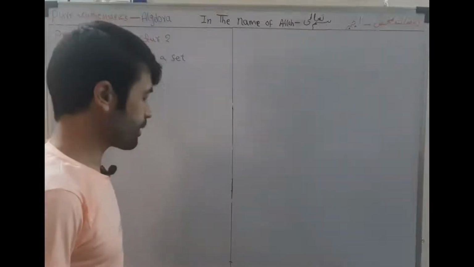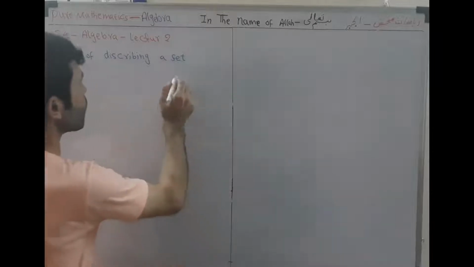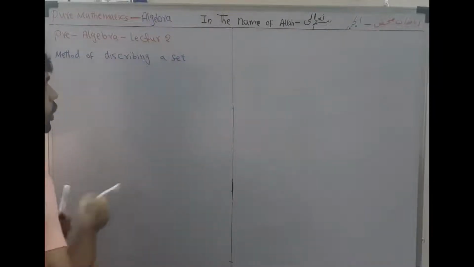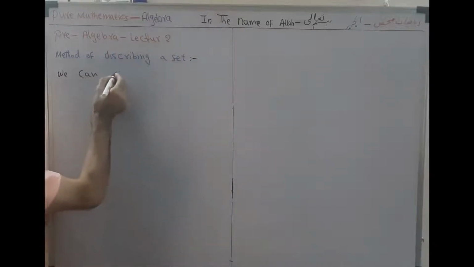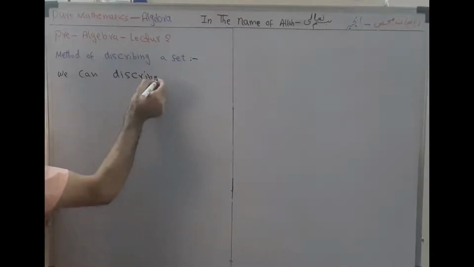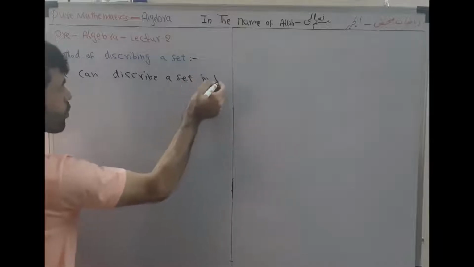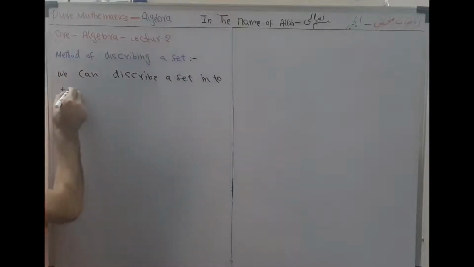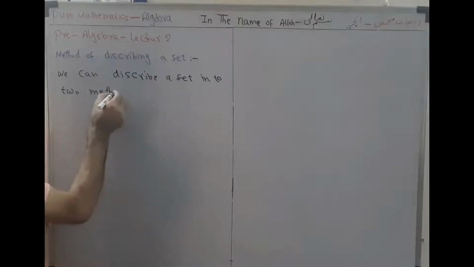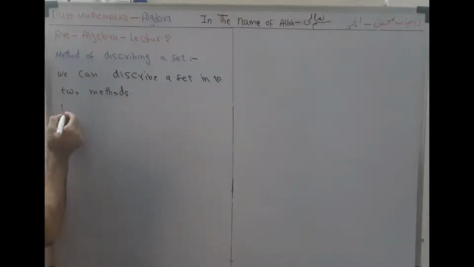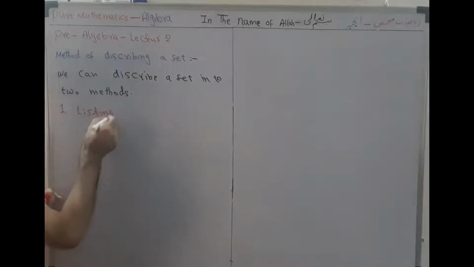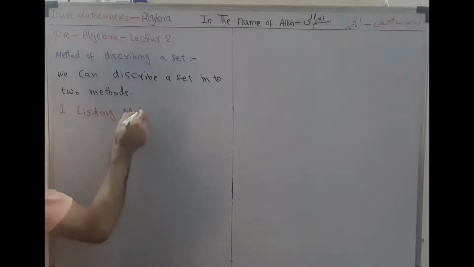First, actually we can describe a set into two methods. Number one, listing method.